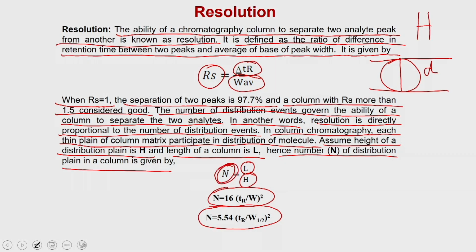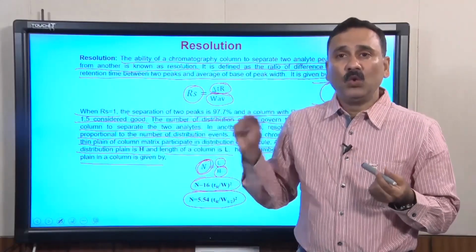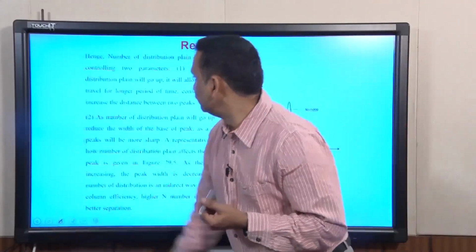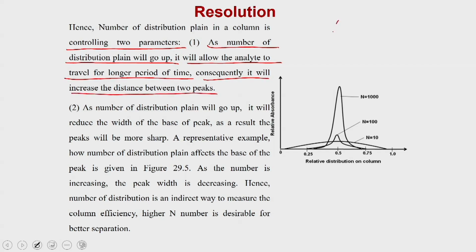And how is N controlling the resolution? N is controlling the resolution in two ways. It is controlling two parameters. As the number of distribution planes goes up, it allows the analyte to travel for a longer period of time. Consequently, it is going to increase the distance between the two peaks, which means it is going to increase the delta t between the two peaks.